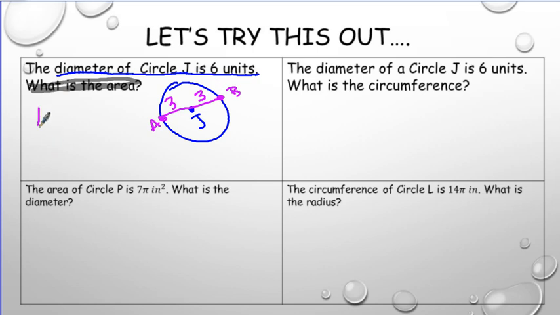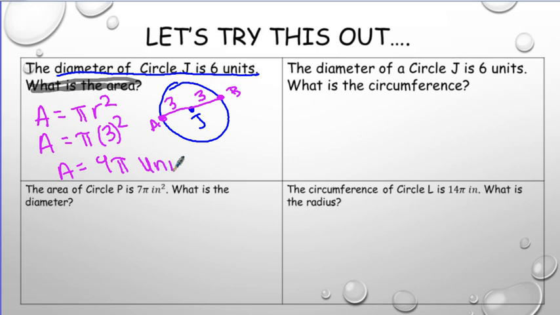So it asks me for the area. So I go and write this formula. So the area of this circle would be pi and 3 squared. So the area would be 9 pi. And you can write whatever units you want. Units squared. Area is a square unit here.